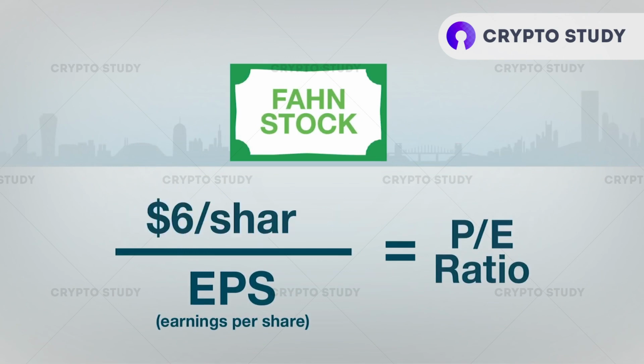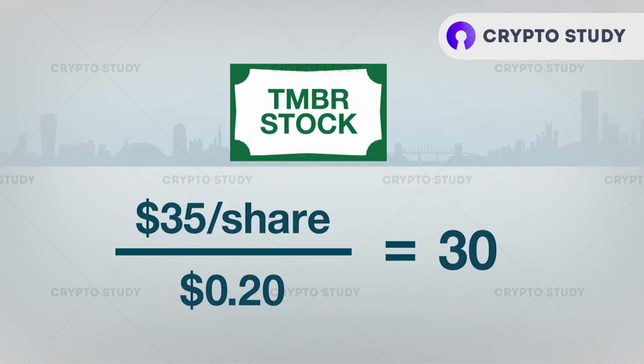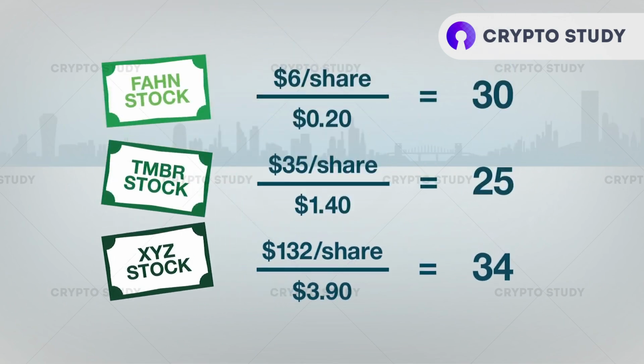The first company is trading at $6 and has an EPS of 20 cents, resulting in a PE of 30. The second company is trading at $35 a share and has an EPS of $1.40 for a PE of 25. The final company is trading at $132 per share and has an EPS of $3.90 for a PE of 34. Now you can better compare each company by its PE ratio. Despite the drastic difference in stock prices, all three companies have a similar valuation. However, the second company has the lowest PE ratio and may be the best value.